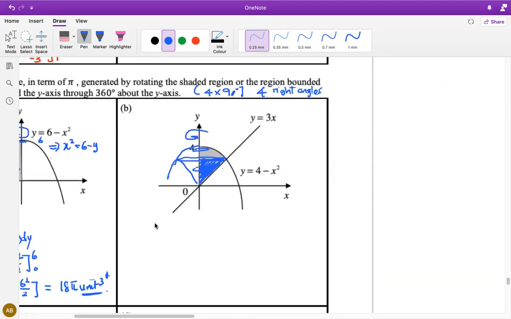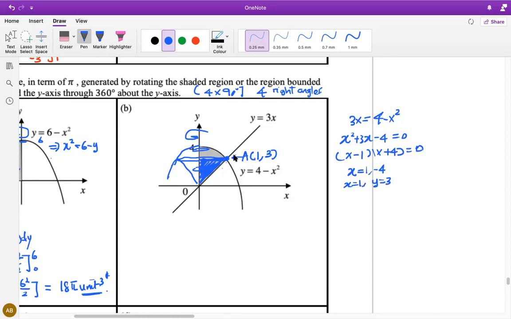Now for this question, I'm going to use the volume of the cone also, but I need to find out what the coordinate here is. So what should I do? At this point, let's say this is A, the y coordinate must be equal. Therefore, 3x is equal to 4 minus x squared. So x squared plus 3x minus 4 equals 0. When you do factorization, you get x plus 4, x minus 1. So x equals 1 or negative 4. So here must be 1. When x is 1, y is 3. Therefore, the coordinate A is (1, 3).